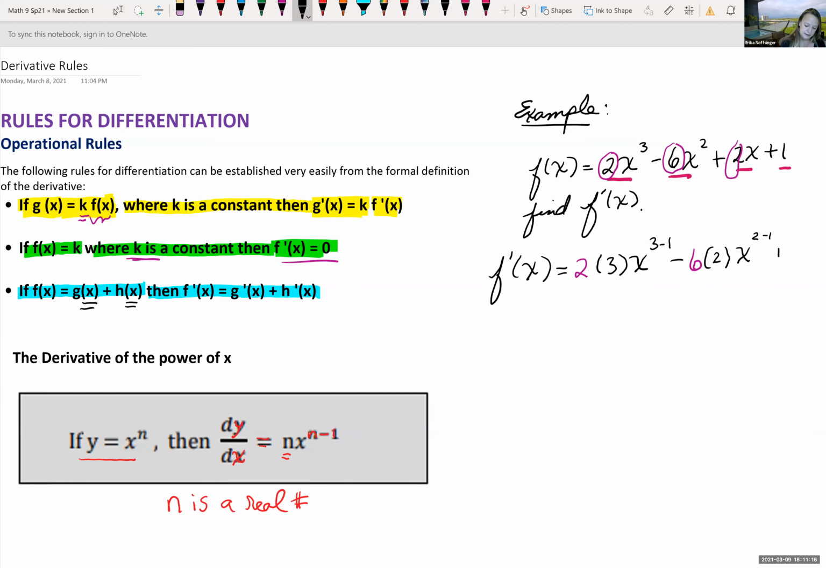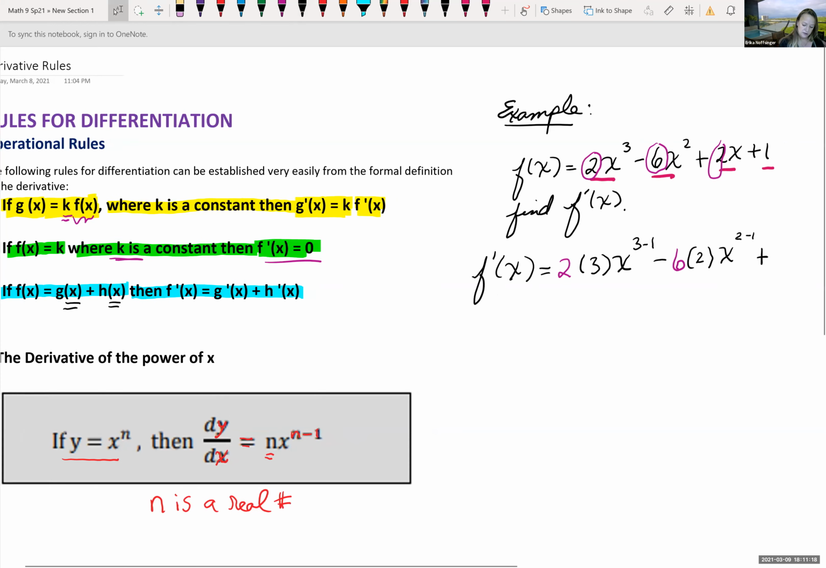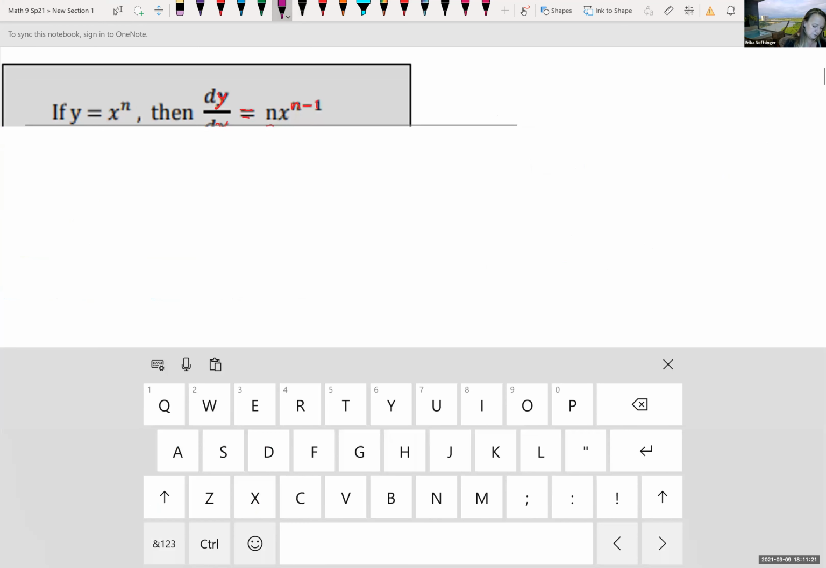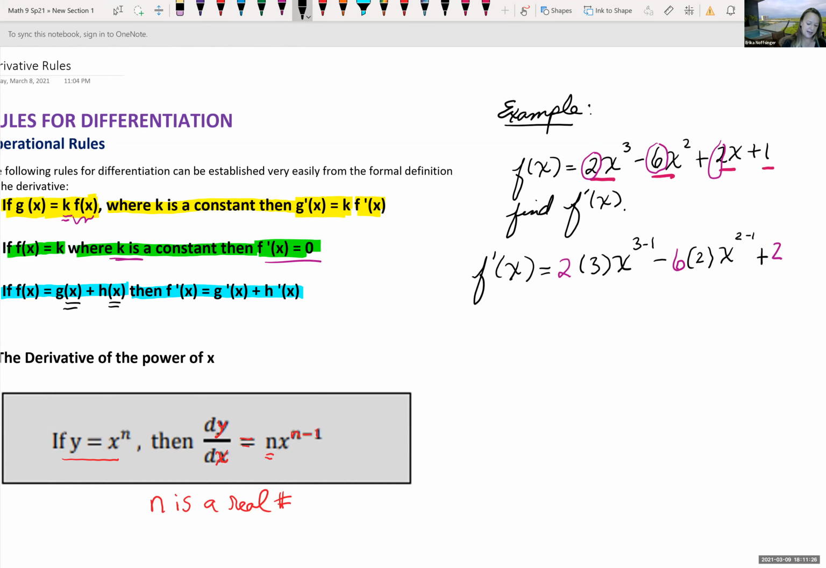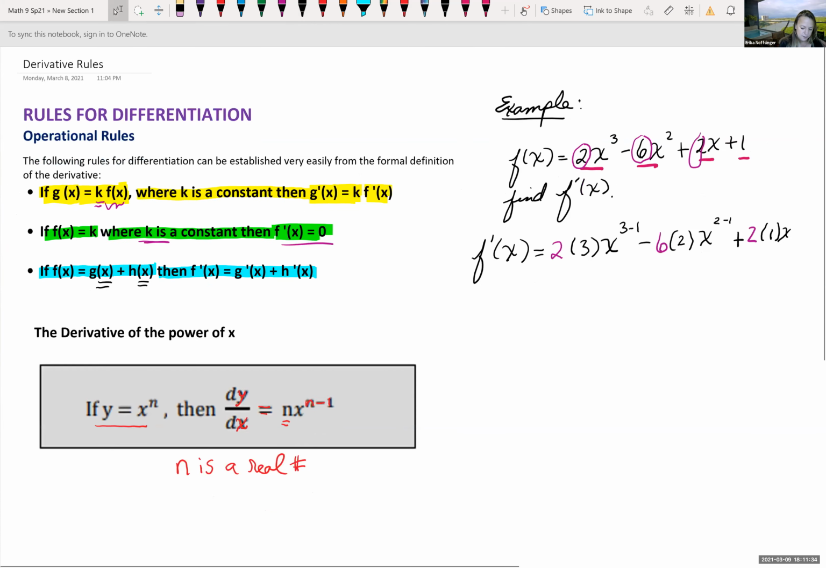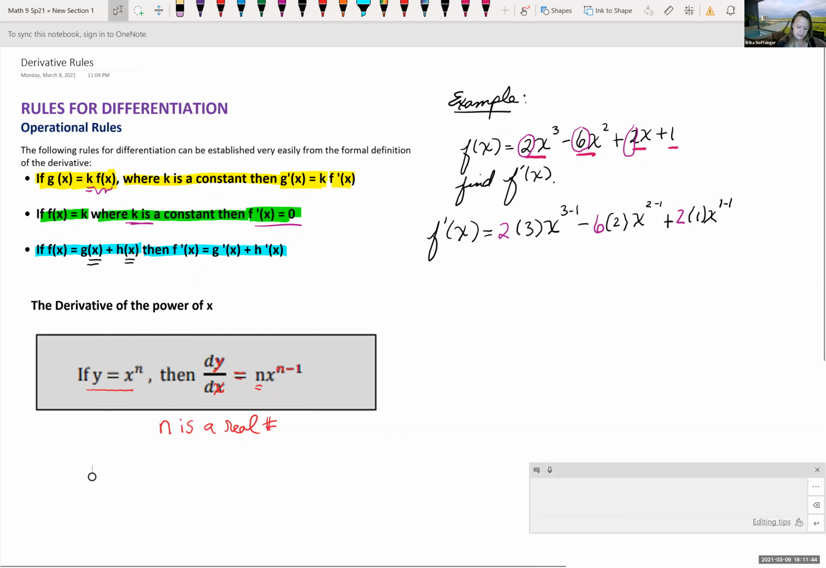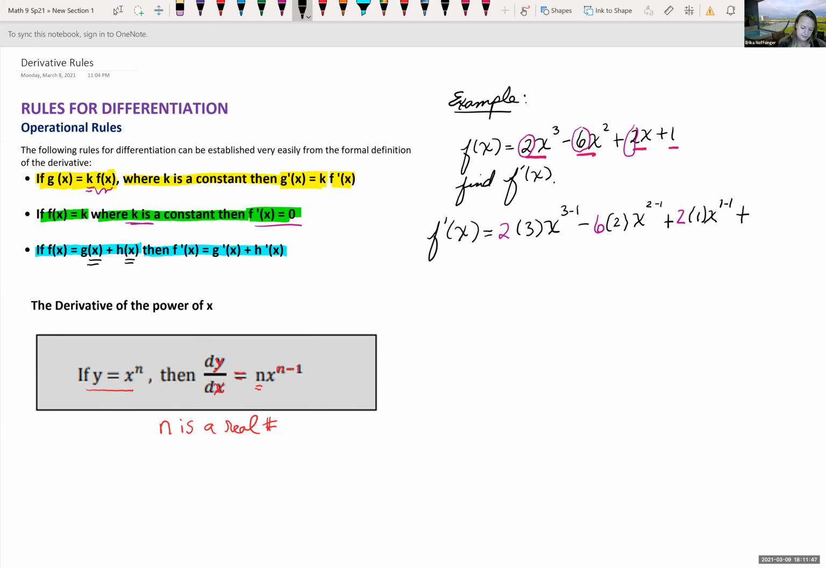plus, we have this 2 in front, our coefficient. So let's bring that 2 out. And then the derivative of x, so that exponent, if it's not shown, is 1, right? And then subtract 1 from the exponent. So here we would have 1 minus 1 exponent. And then plus the derivative of 1. Well, the derivative of a constant is 0. So plus 0.